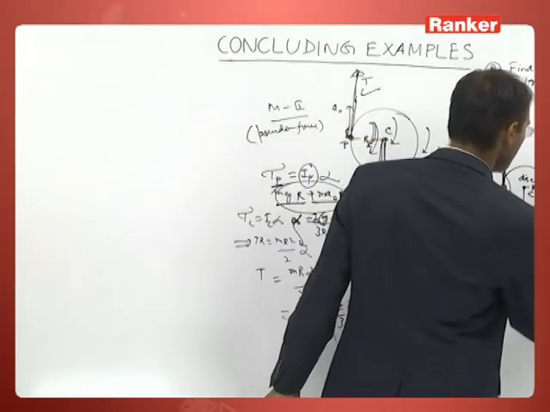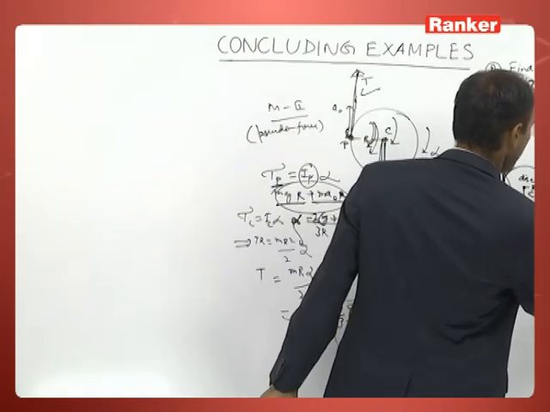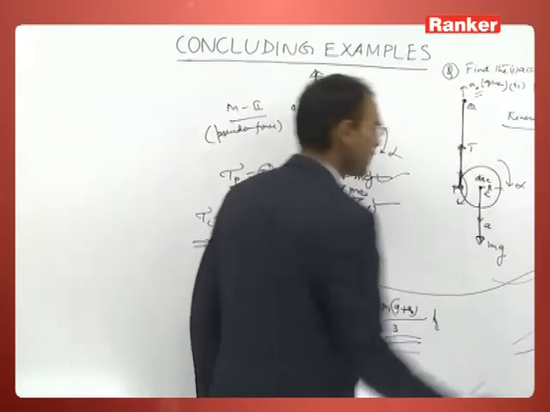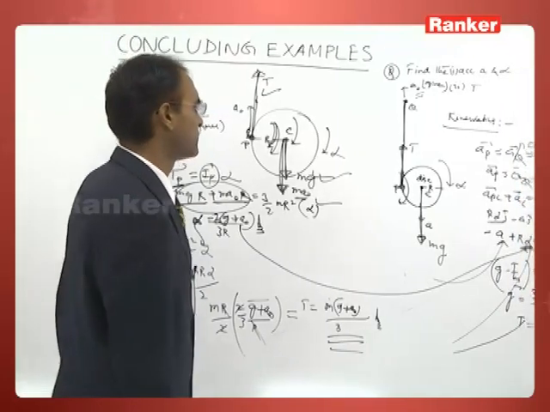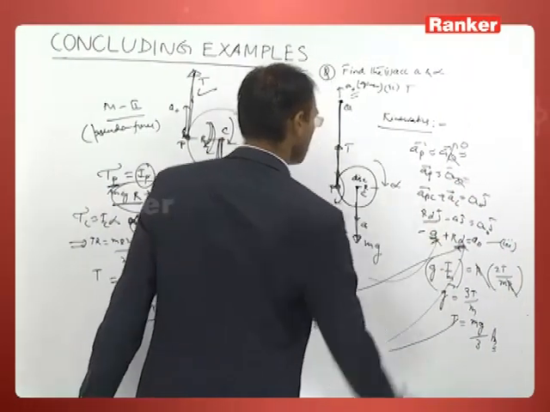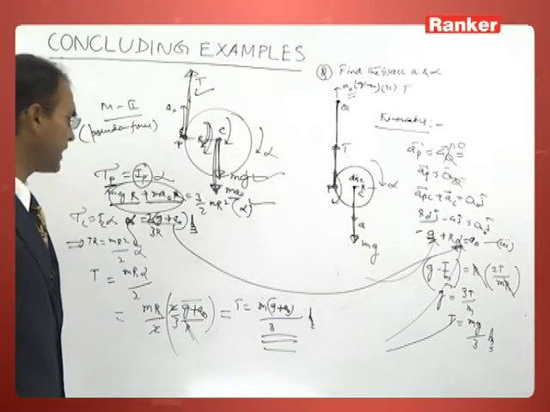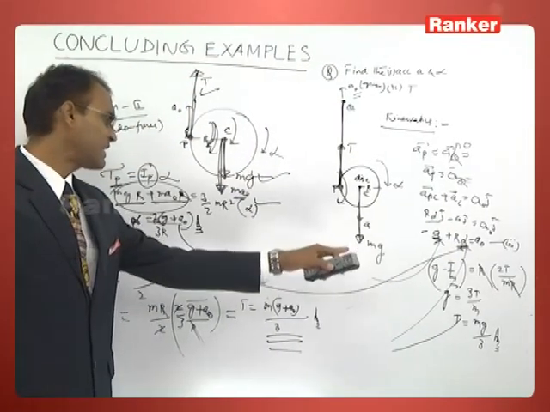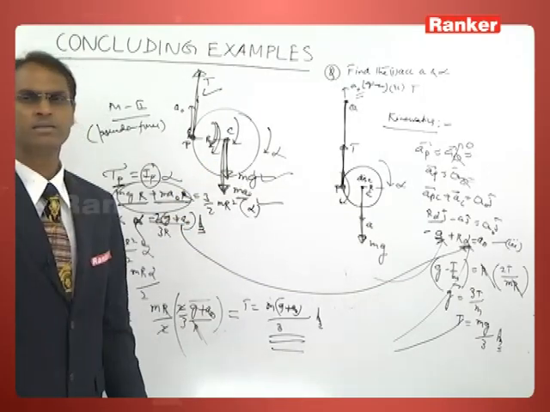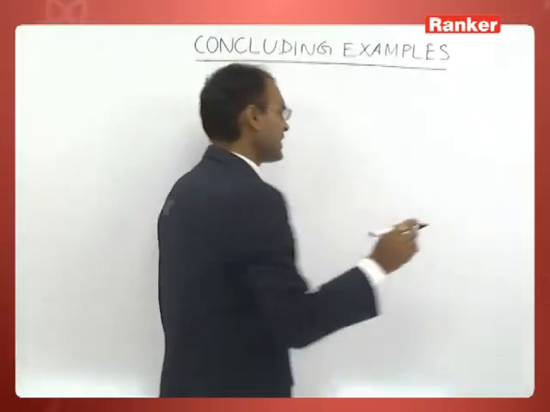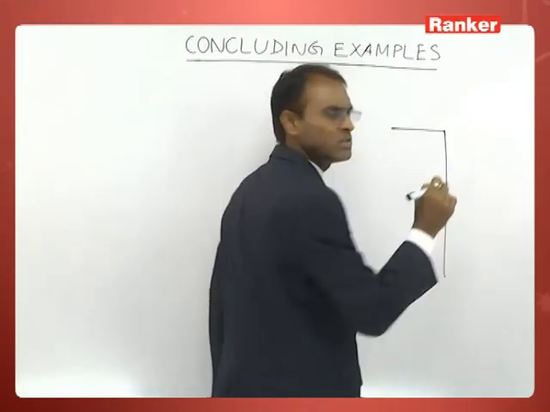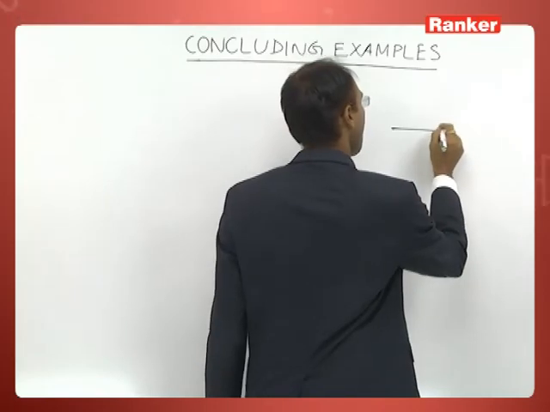Or you can substitute the alpha what you have got by using the pseudo force method, and the acceleration you can calculate. Once you get the acceleration, substituting that acceleration in the force equation, you can get the same tension. Let us take the example of rotation about the fixed axis.